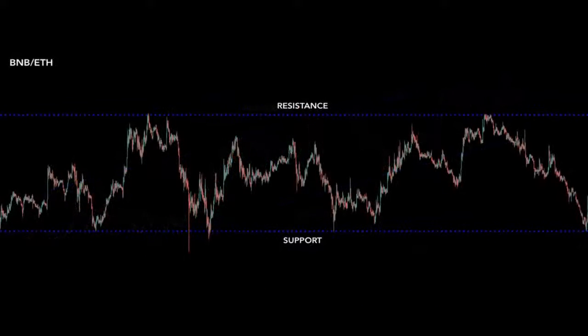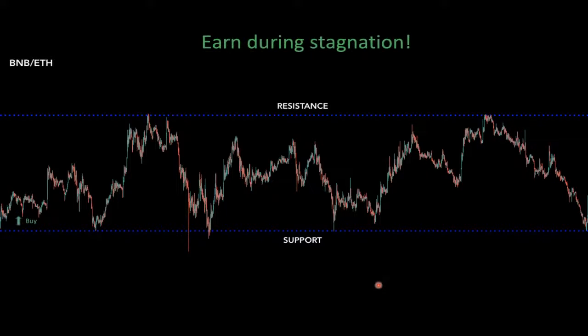And my favorite example is the sideways market. So it turns out that automation brings higher returns on the sideways market, and it allows you to earn during the stagnation. So simply you let the bot use your base currency, in this case that's BNB, to generate profits for you during this period of stagnation in Ethereum.